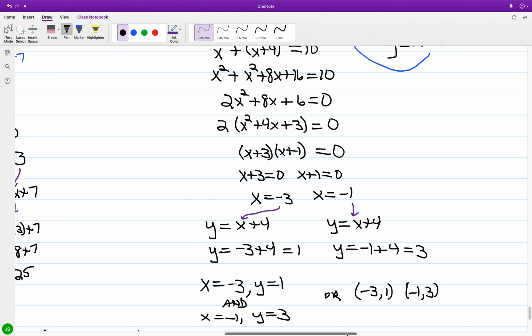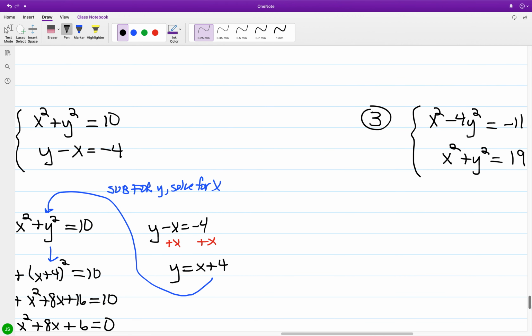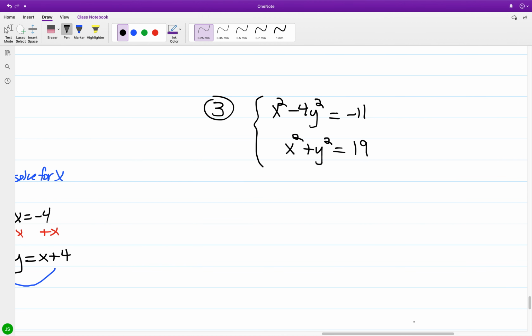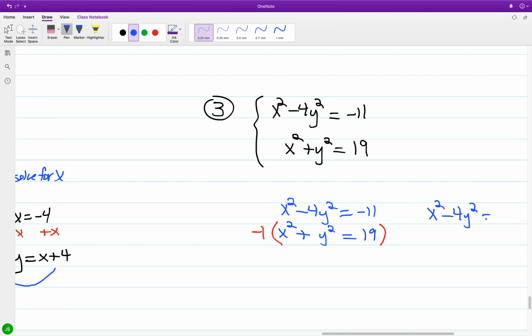And with the last system, we have x squared minus 4y squared is equal to negative 11, and we have x squared plus y squared is equal to 19. We can combine these equations by the addition method. If I take the opposite sign of the second equation, in the rewrite we have x squared minus 4y squared is equal to negative 11.